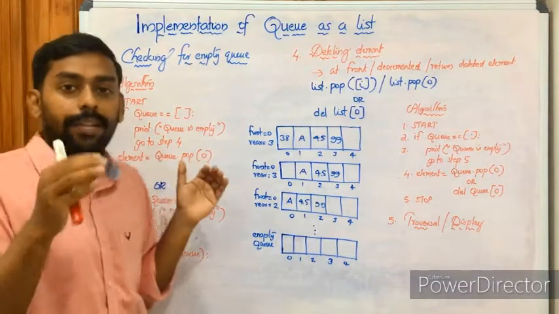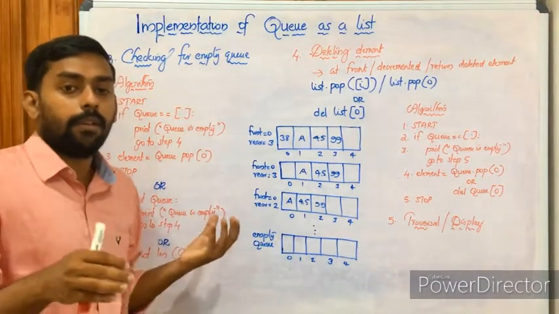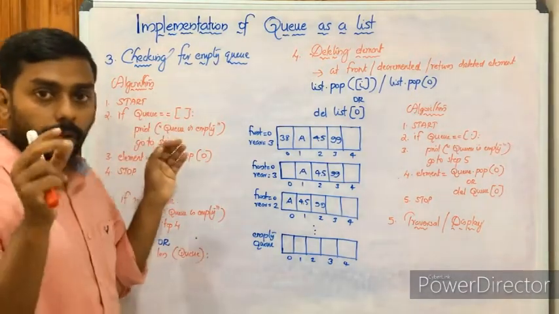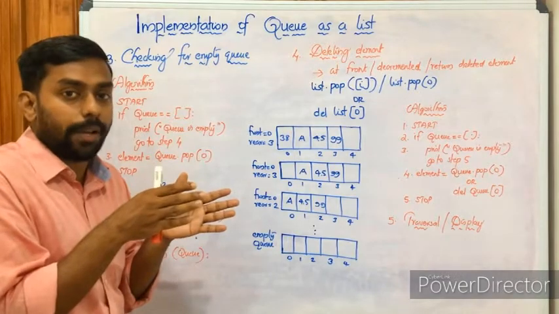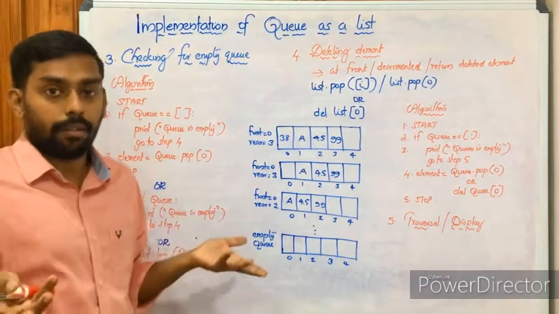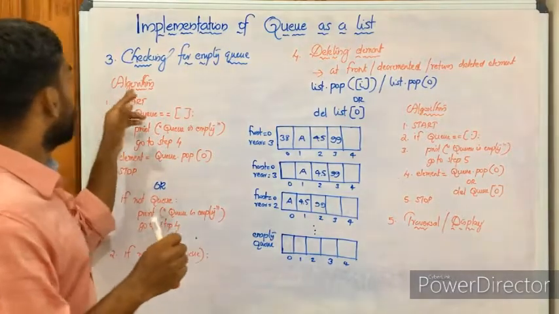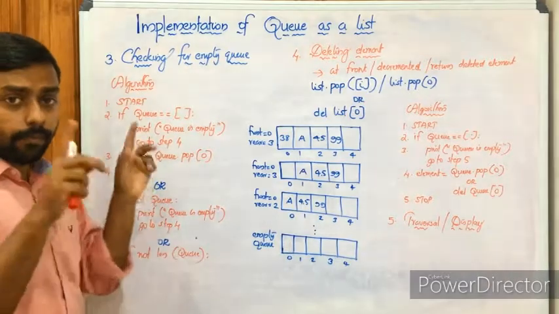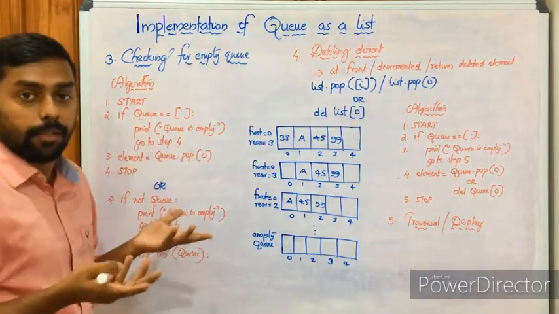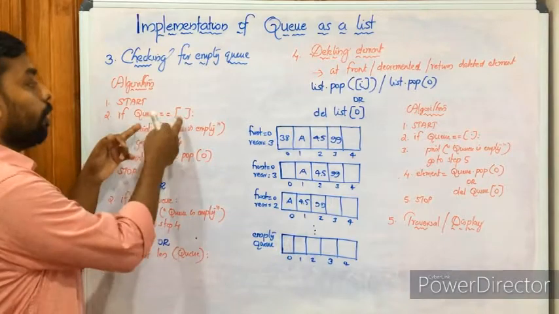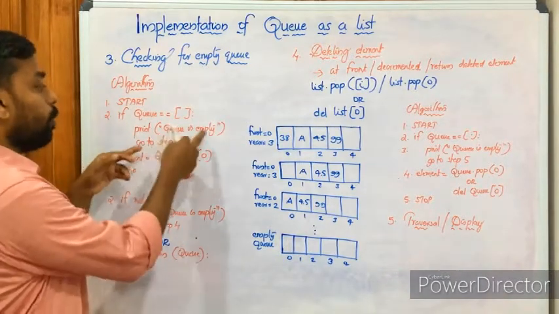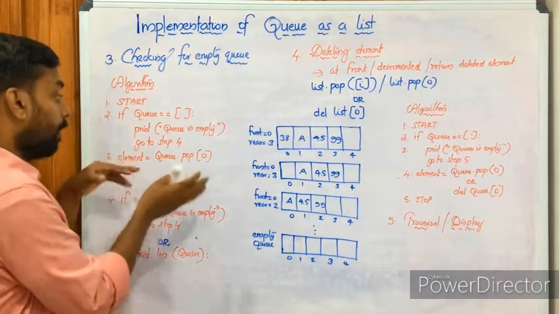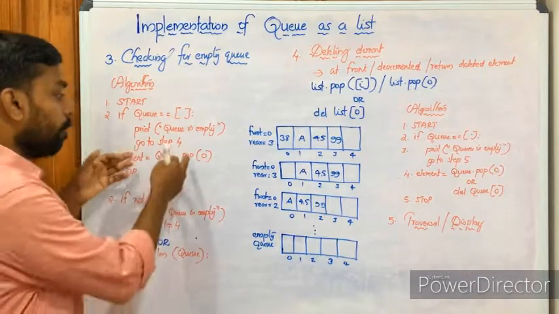As we have seen in the case of stack, here also we have the same set of algorithms. There is only one difference: there it is stack, the operations follow stack; here it is queue. So here is the first algorithm. First we have start. Then if queue is equal to empty square brackets, an empty list, it shows the queue is empty. Go to step 4. The fourth step is stop. Otherwise, if the queue is not empty, you can pop.